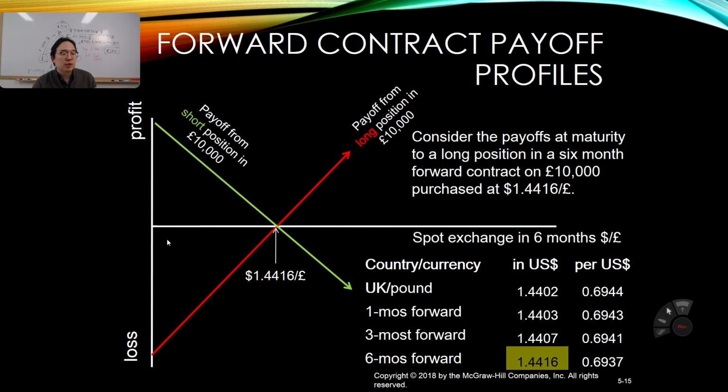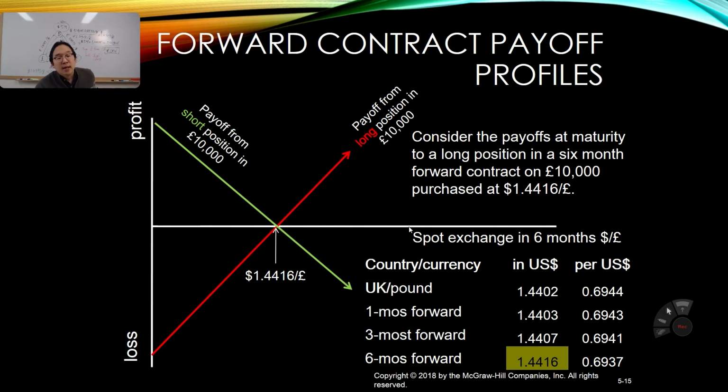Okay, so what you see on the x-axis is the spot exchange rate 6 months down the road. Okay, 6 months spot exchange rate, dollars per pound. What you have on your vertical axis is profit or loss, P&L, right? And then the red line shows the payoff from a long position when you take a 10,000 pounds position. And then the light green line over here is the payoff from a short position in 10,000 pounds, right? Depending on the spot exchange rate 6 months down the road.